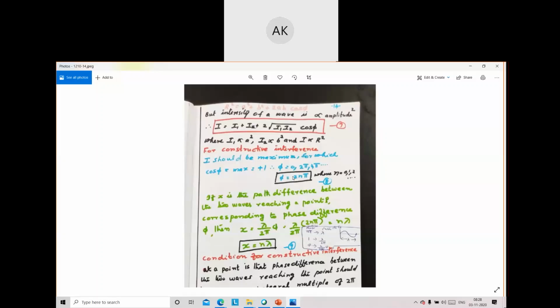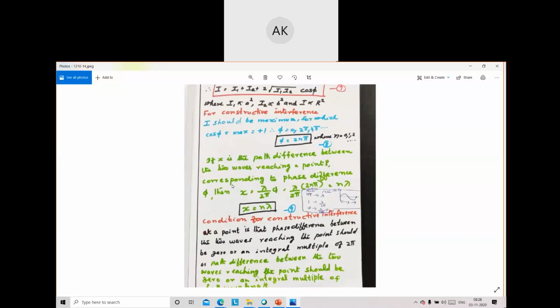So in terms of phase difference, what's the condition? The two waves should have a phase difference of 0, 2 pi, 4 pi, etc. Or you can write phi equal to 2n pi, where n equal to 0, 1, 2, because 0 is for the central bright fringe. Then in terms of path difference also you should be able to tell the condition. This is in terms of phase difference.